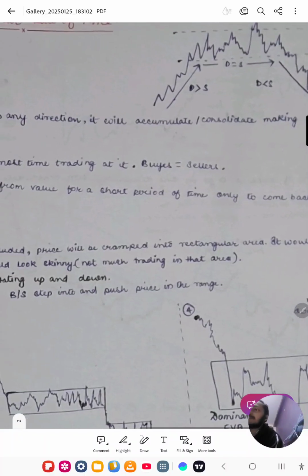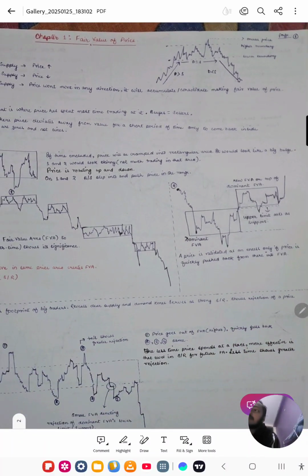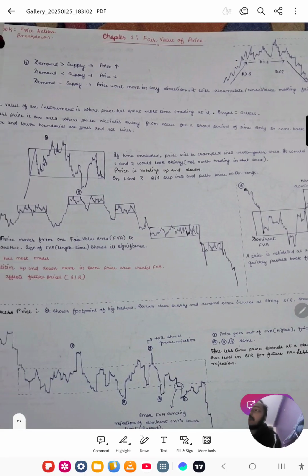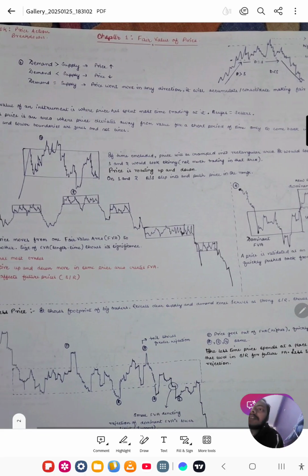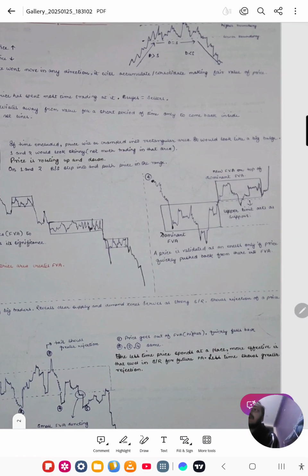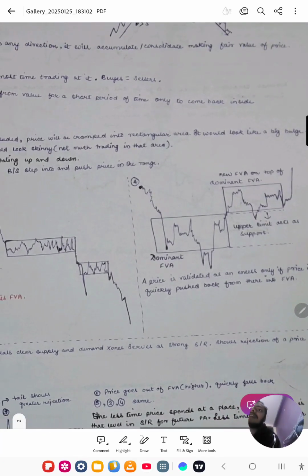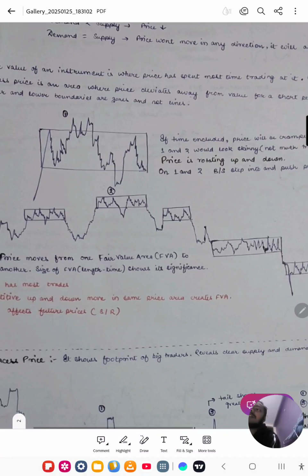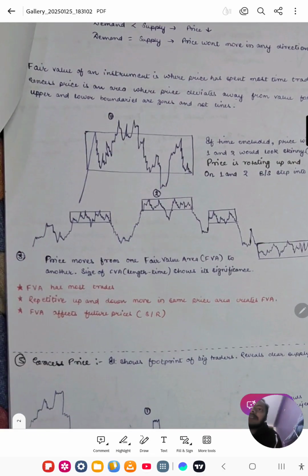And price moves from one value to another. These areas can become territorial. As here we can see, if time is excluded, price will be cramped into a rectangular area. It would look like a big bulge. So if we compress it, we can imagine that it will create a rectangular box that will be filled, where we won't find any space. It will be solid color if we compress the time component.